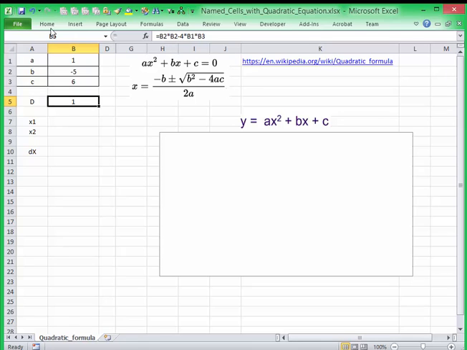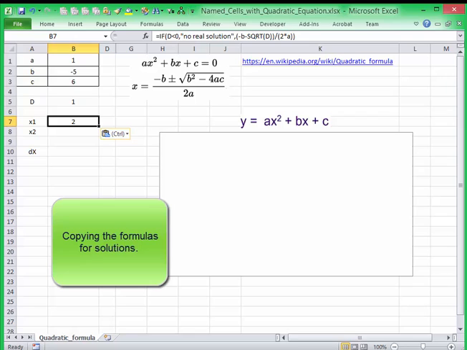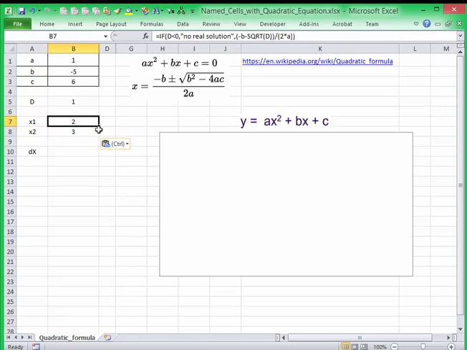Let's name the D as well, as uppercase letter D. I will just copy it from my notepad. So two solutions. If you look at this formula, I put an if condition here because in case the discriminant is negative, there are no solutions for the quadratic equation. Let's name these solutions as well. So let's put x underscore 1 for the first solution and x underscore 2 for the second solution.